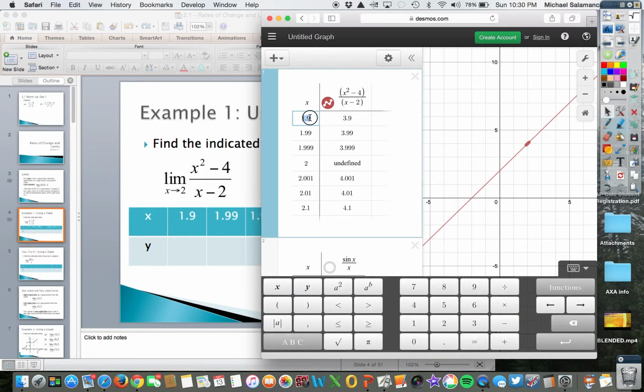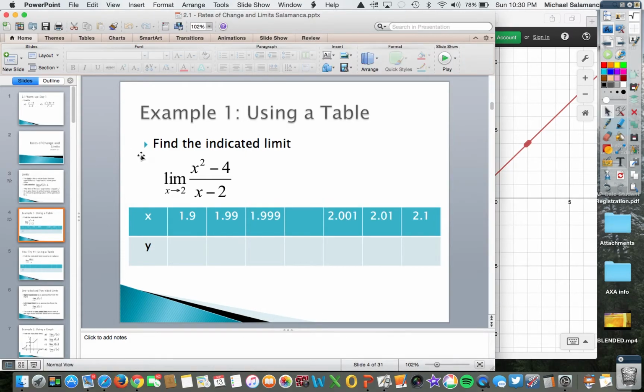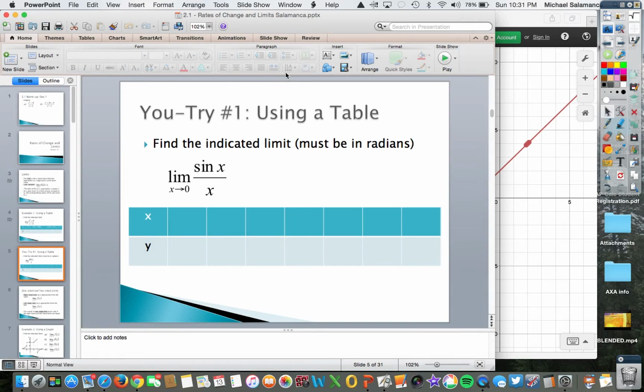So if you'll notice, I put in the same values, 1.9, 1.99. And if you look at only the y values, you'll notice that as our x gets closer and closer to 2, our y values get closer and closer to 4. Unfortunately, when we get to 2, it's undefined, but that's not for us to worry about right now. As we get just past 2, it's still just above 4. So for this particular example, the limit as x approaches 2 would be equal to 4, even though at 2 it's undefined. So now we want you to try using a table for the following graph.